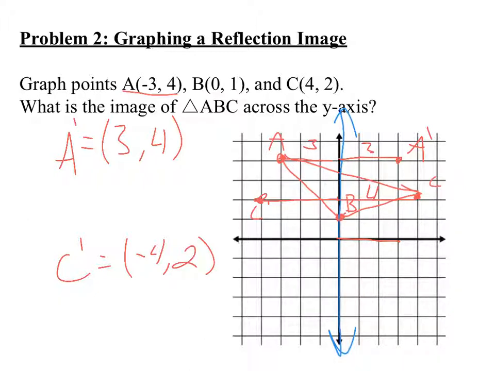B is right here. B sits on the y-axis, which is my line of reflection. So if you remember from case 1, when we were talking about reflections, if it's on the line, it doesn't move. So if this is B, this is also B prime, which is at the point 0, 1. So now when I connect these new points, my reflection is going to look something like this in green.